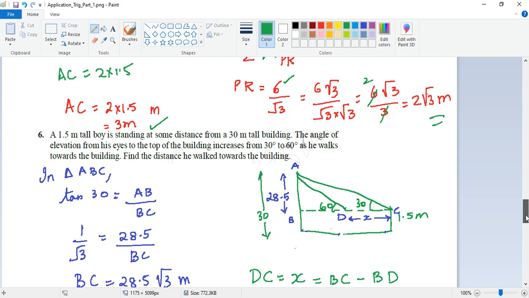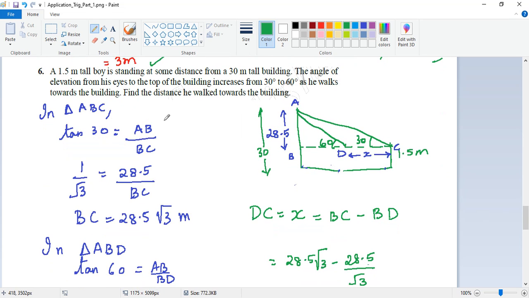Okay. Now come to question number 6 over here. So here, a 1.5 meter tall boy is standing at some distance from a 30 meter tall building.